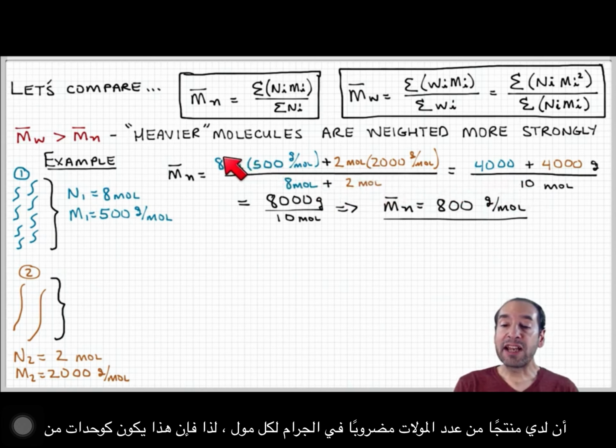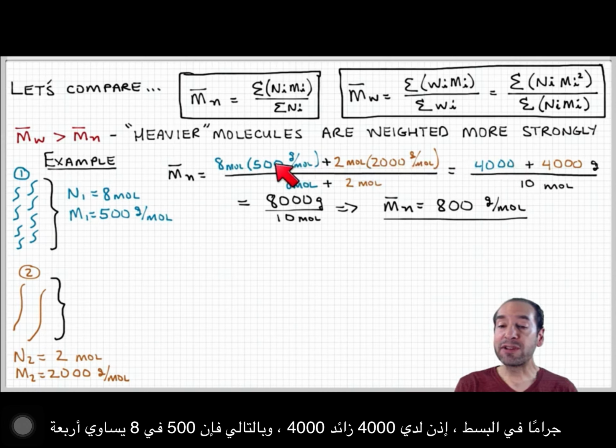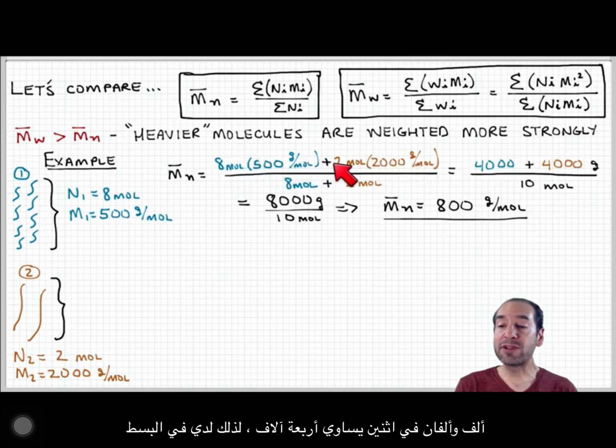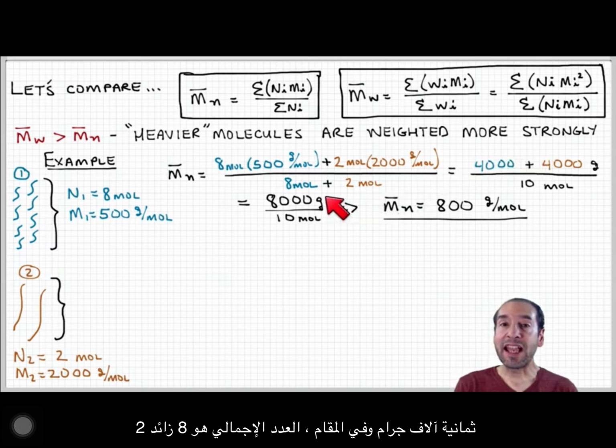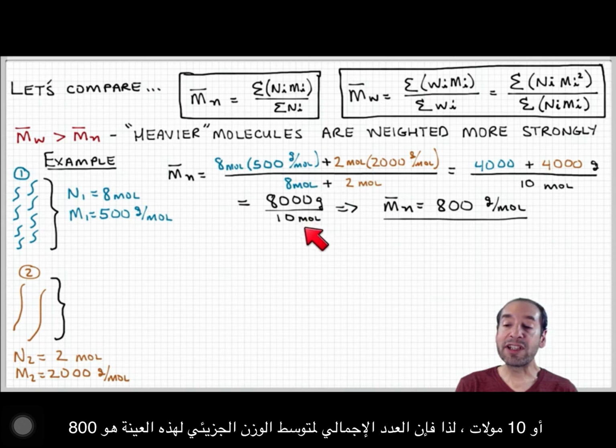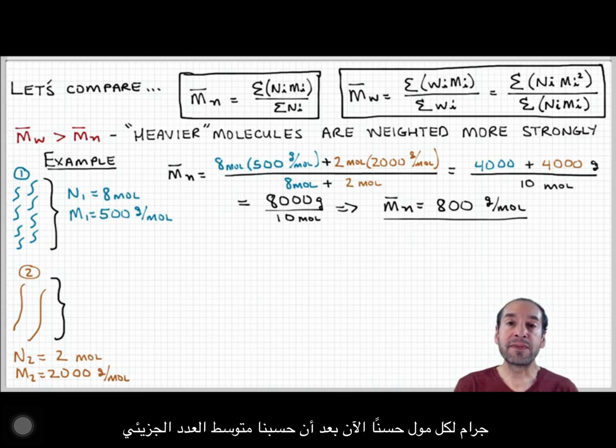So notice that I have a product of moles times grams per mole, so this has units of grams in the numerator. So I have 4,000 plus 4,000. 500 times 8 is 4,000, and 2,000 times 2 is 4,000. So in my numerator, I have 8,000 grams. And in my denominator, the total number is 8 plus 2, or 10 moles. So my number average molecular weight for this sample is 800 grams per mole.